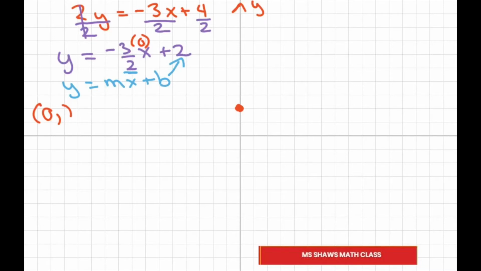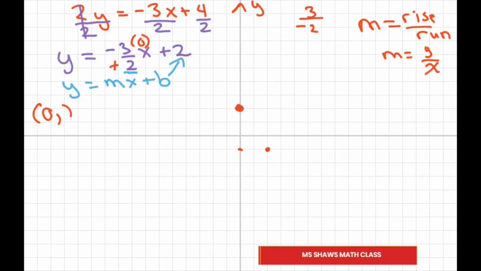The slope is negative 3/2. So basically, its slope is rise over run. Which is basically your y over x, or your vertical over your horizontal. So what I can do is I can go rise, it's negative 3, so I can go down, 1, 2, 3, and then to the right, since it's positive, by 2. Or you could do it this way, you could write 3 over negative 2, so you could go up 3, vertical, and to the left 2, because it's negative.